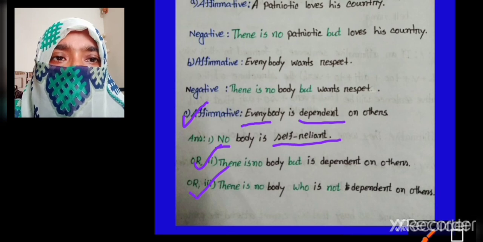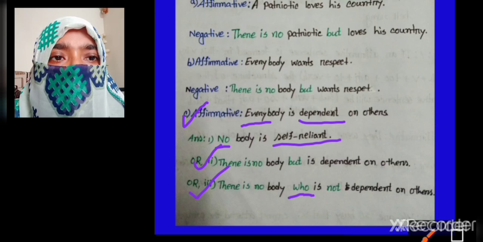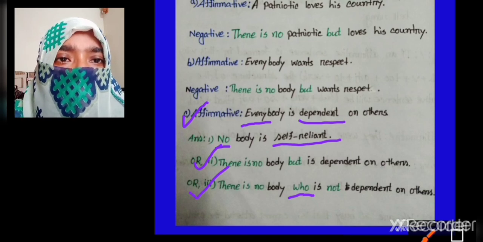There is nobody who, there is a change, who is not dependent on others.